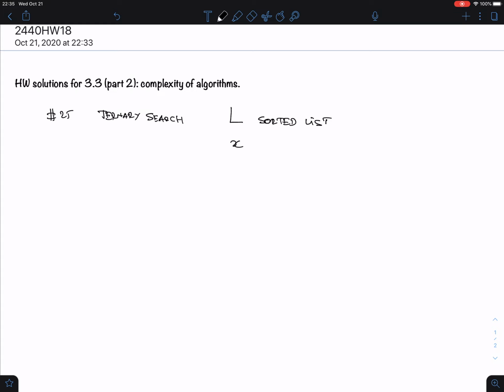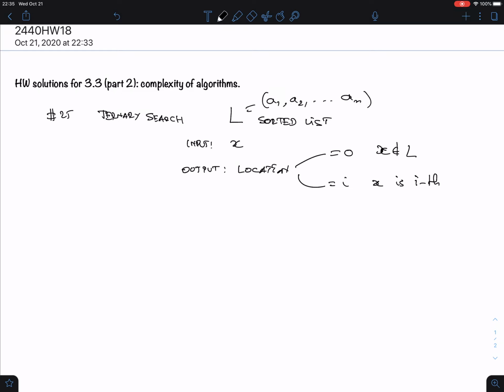And what we want is the output. So that's the input. And so our output, as I said, I'm describing the algorithm, not giving a pseudocode. The output is the location, the variable location, which has two possibilities. If it's 0, it means X is not in L, and if it's i, that means X is the ith element, and the list is given as A1, A2, up to AN. So X is Ai.